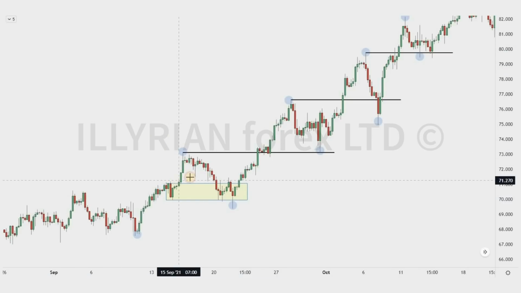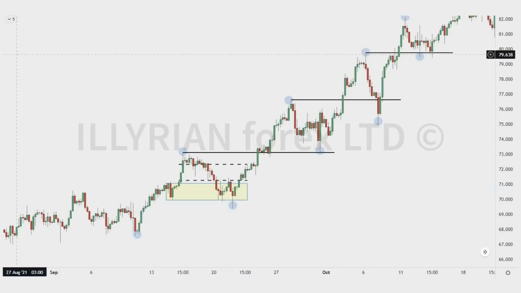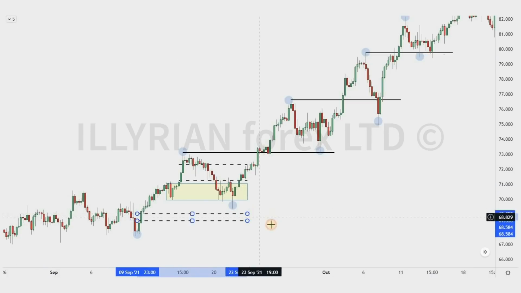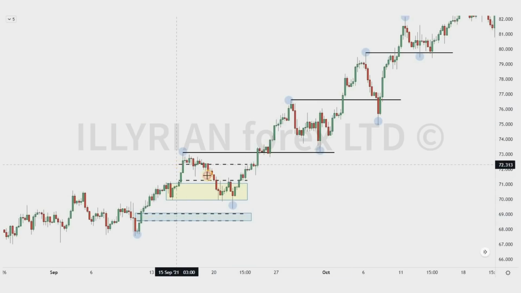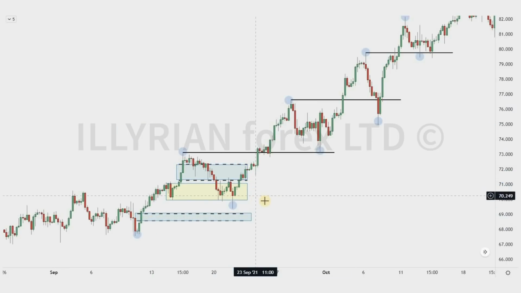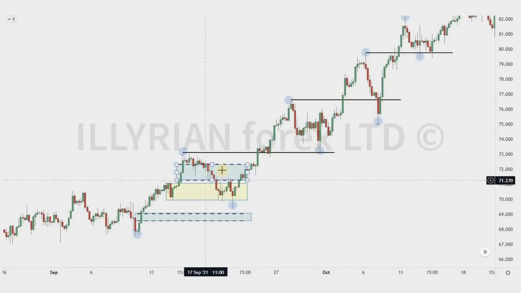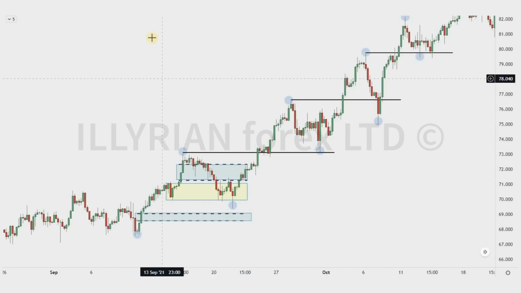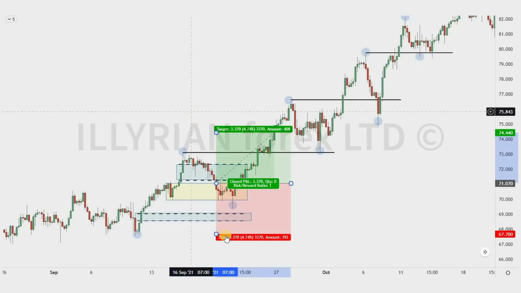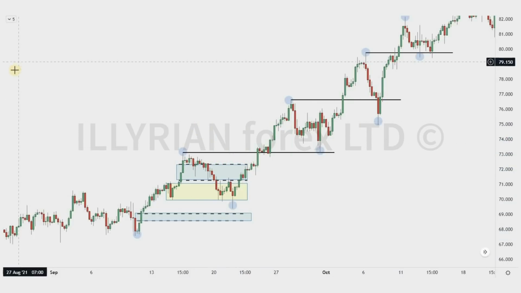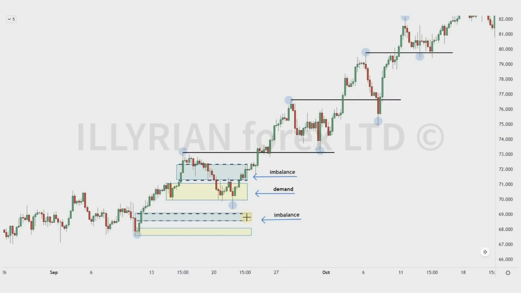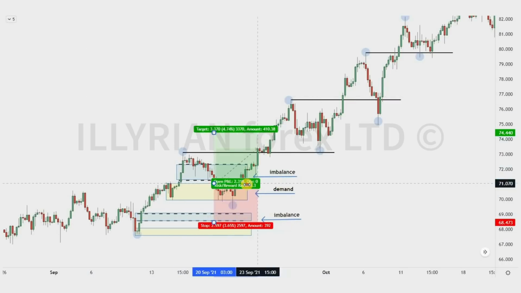We have an imbalance zone on the top. Very close to it is located the demand zone. The next imbalance is located near the bottom. Using this technique, the entry will be at the edge of the demand zone and the stop loss below the second imbalance. This method will protect you from liquidity hunt. In this case, this opportunity offers a 1.8 risk-reward ratio. It's not bad, but we should aim for at least a 2 risk-reward ratio.